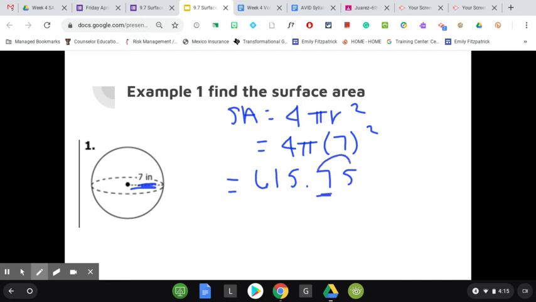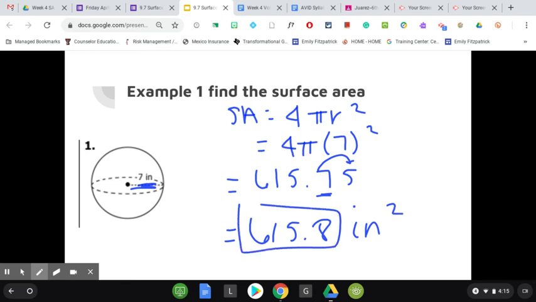We look at this number and we look at the one next to it. If the one next to it is 5 or above, we round it up. If it's under 5, it stays. This one is 5 and above, so this one will round up to 615.8, and it's inches squared because it's surface area. But remember, when you're doing your form, don't put in the unit of measure, just put 615.8. And that's it. That's all for spheres. So let's move on to the next example.